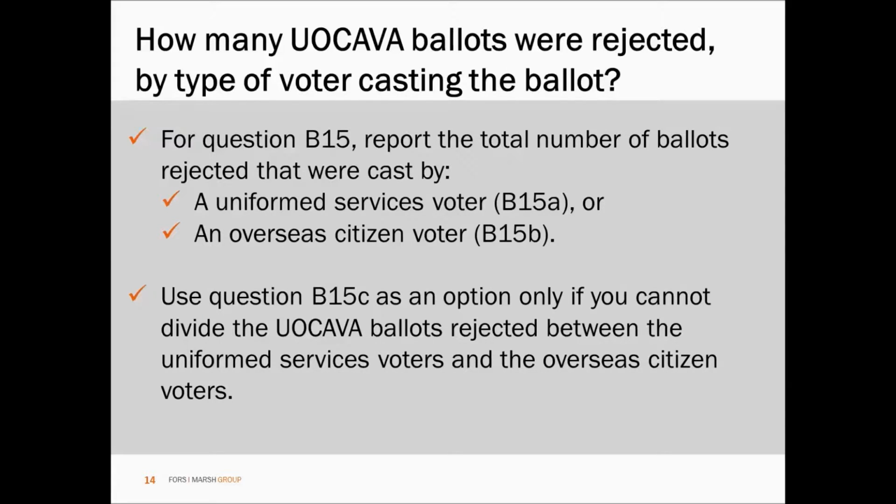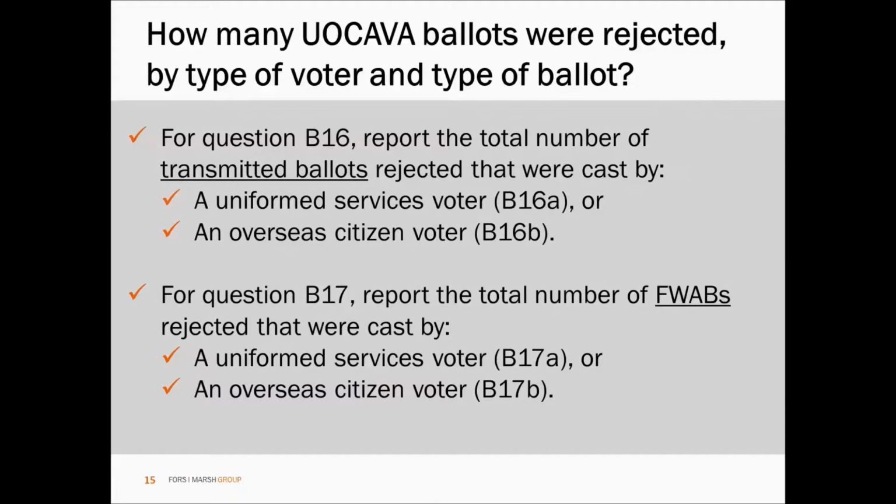For B15, you'll be reporting the total number of ballots that were rejected and breaking it out by either uniform service voters or overseas citizen voters. And again, please only use B15C as an option if you cannot divide the number of ballots rejected between uniform services voters and the overseas citizen voters.